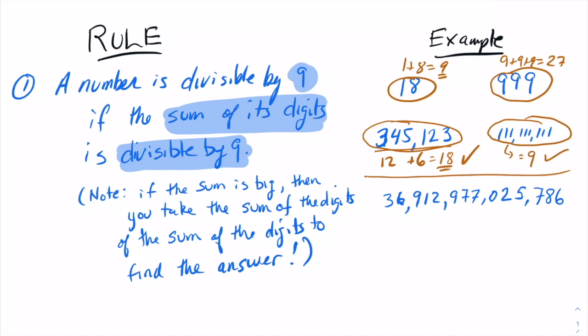Hey, give this last one a try, and we can use the same rule on the last one that we used on the rule of 3. If you add all these numbers together and you get a number that's kind of big, you can look at that number and then again add those digits together. And if those digits are divisible by 9, then the number is divisible by 9. So I'm going to let you give this a go. So pause the video, give it a try, and then come back.